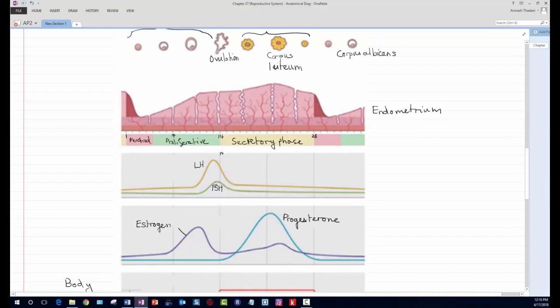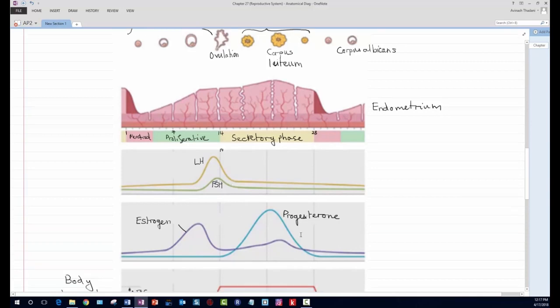Please watch the other video if you want a more detailed description of the various phases of the ovarian cycle, the endometrial cycle, together the menstrual cycle. There will certainly be questions related to the menstrual cycle on the final exam. So please go through this and see if you can label that. Don't be surprised if you find similar looking diagrams and you'll have to label which is LH, FSH, estrogen, progesterone.